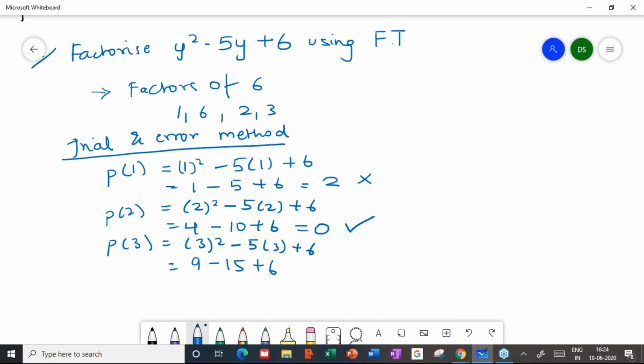Middle term splitting, yes, you can use middle term splitting when it is not mentioned using factor theorem or when it is mentioned using splitting the middle term. There are cases when you will get questions which say factorize using factor theorem. So you need to know what you have to do, right?